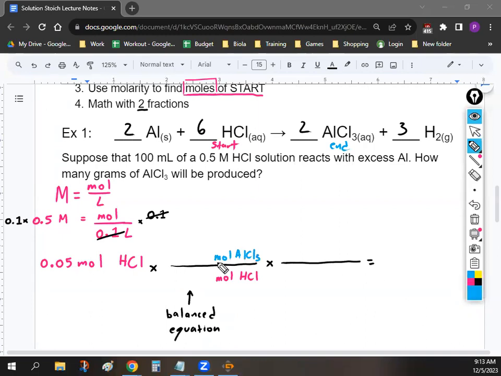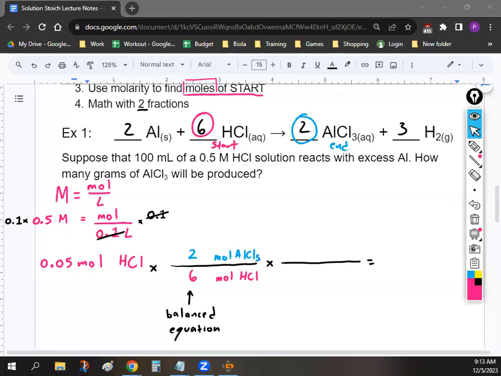Okay, so if we look at the balanced equation, AlCl3 has a 2 in the front, so we put a 2 on the top. HCl has a 6 in the front, so we put a 6 on the bottom. Okay, so that's the first fraction for solution stoich.